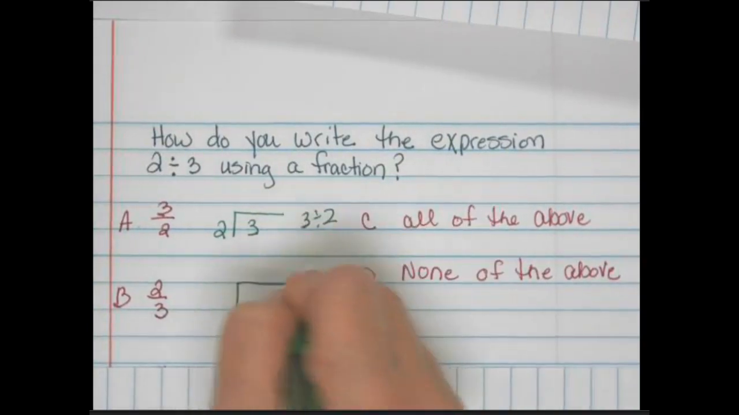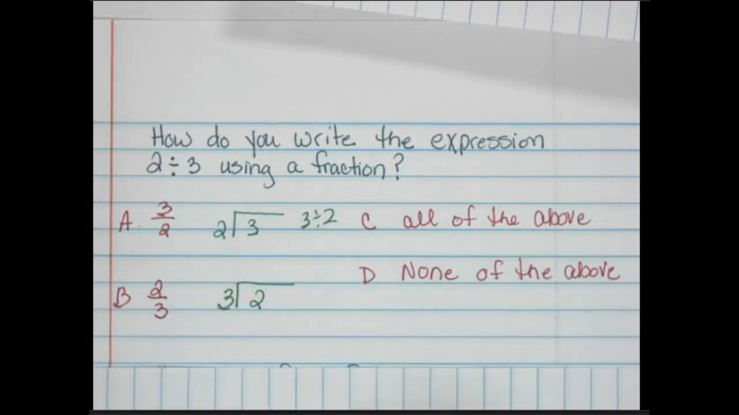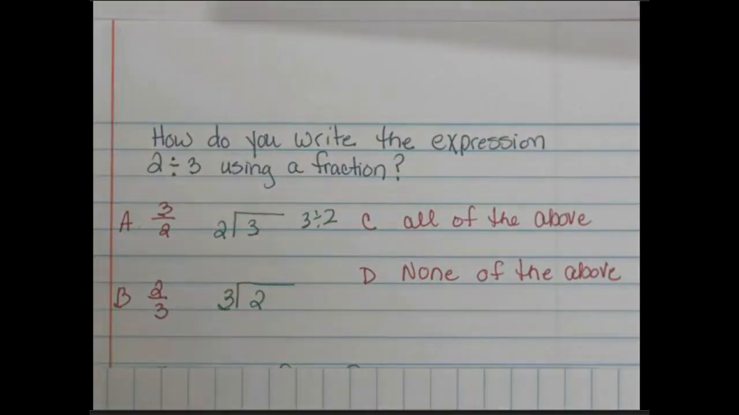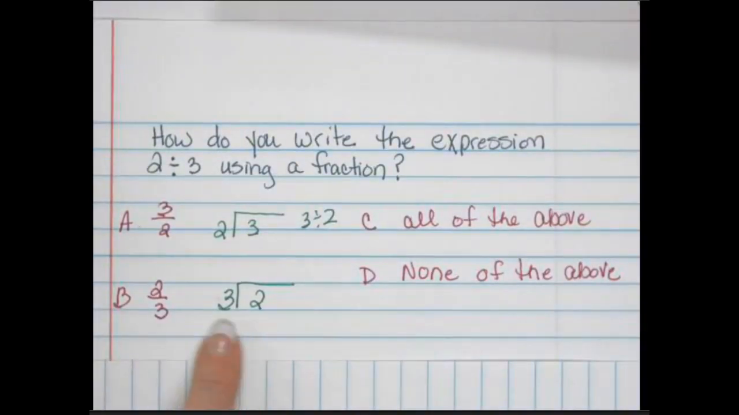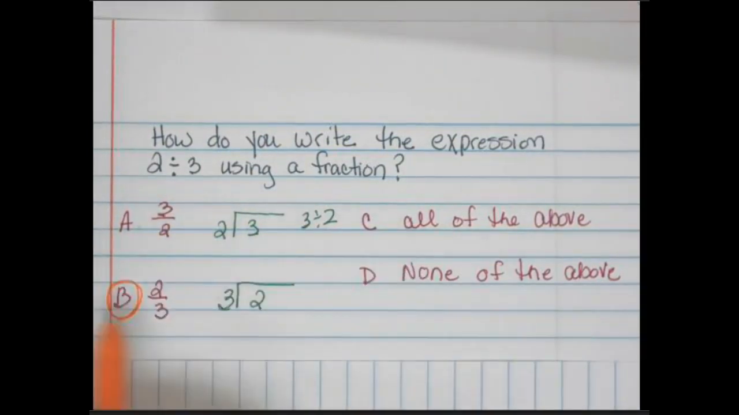When we do this, we are putting 2 inside the house and 3 on the outside. That is saying 2 divided by 3. So my answer is B, 2 over 3.